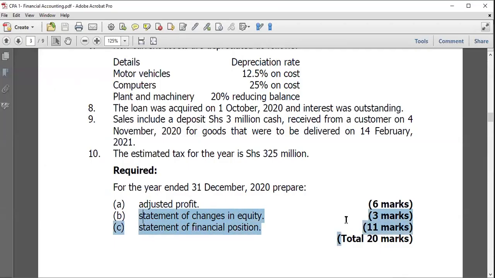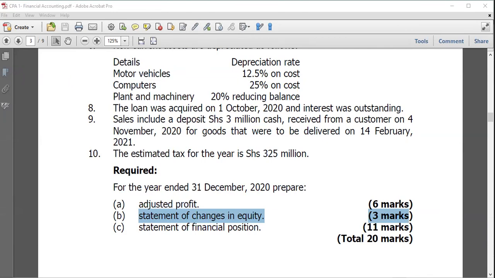Second last question. They wanted us to draw what we call the statement of changes in equity. A statement of changes in equity is also one of the financial statements that we have, okay? What it basically does is help you understand how your different elements of equity have changed throughout the period, okay? Basically, the statement of changes in equity looks at equity items.